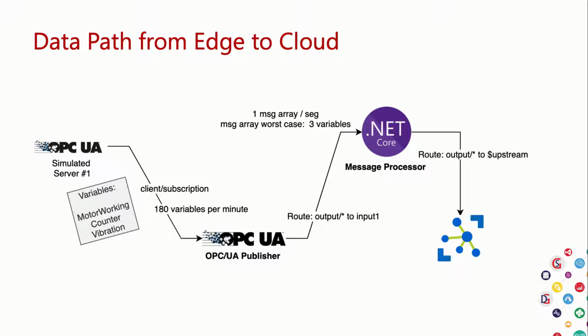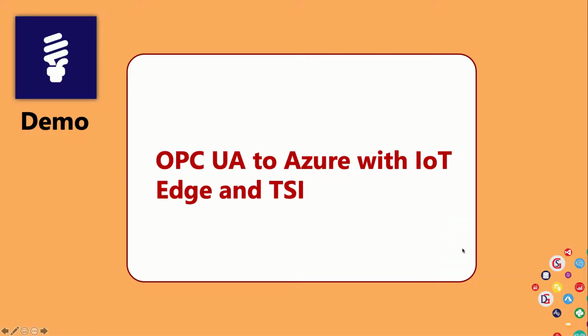I will group this, put it inside an array, and then send this message to a message processor. The message processor is a custom C# module inside the IoT Edge that will receive this message, process it, and then send it to the output. On the output, I have a route to send this telemetry to the upstream. This is the idea of our demonstration, and then we will see the data inside Time Series Insights. Okay, so let's move to the environment.